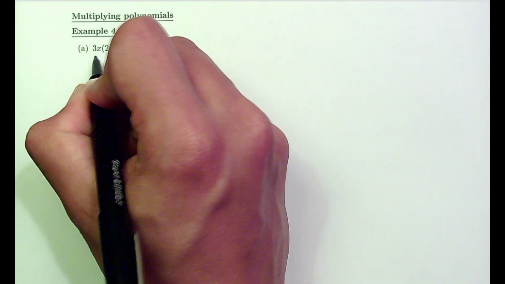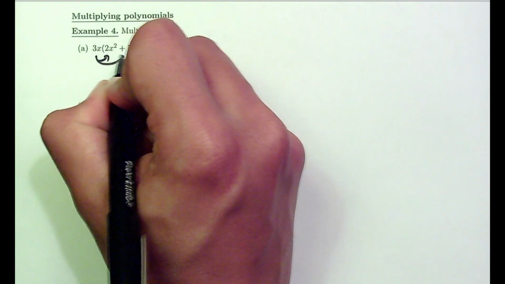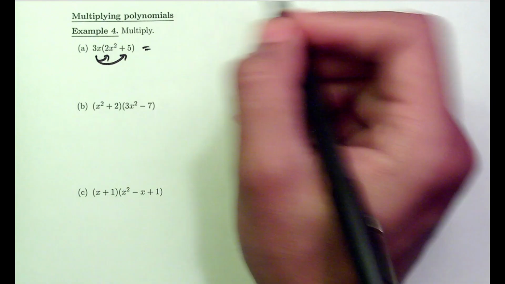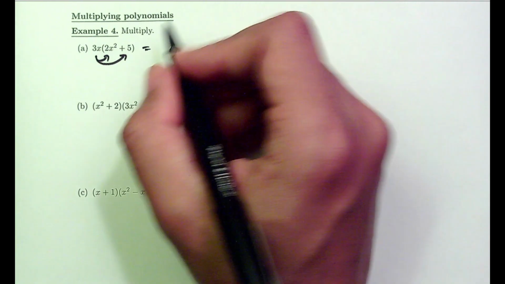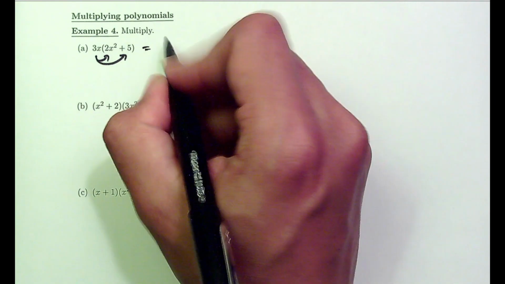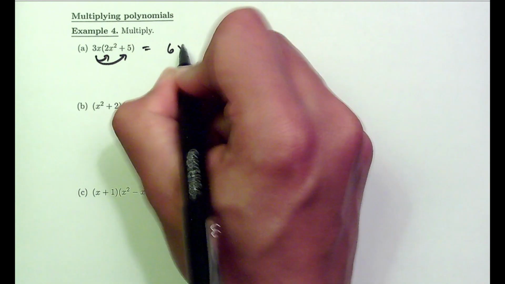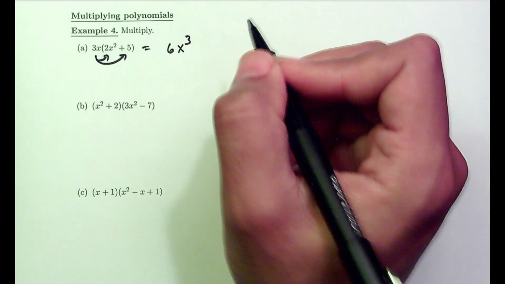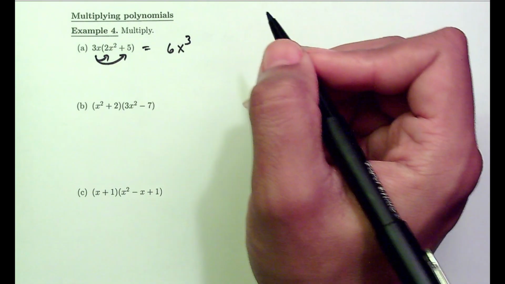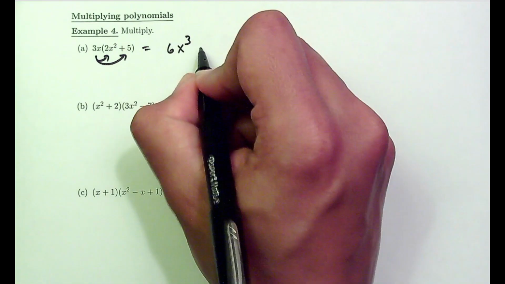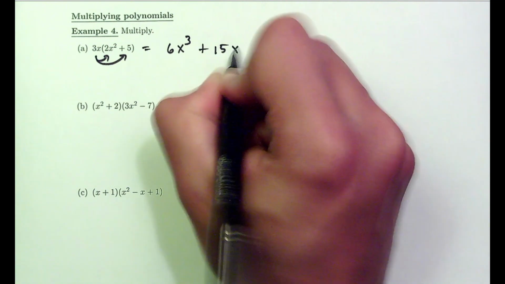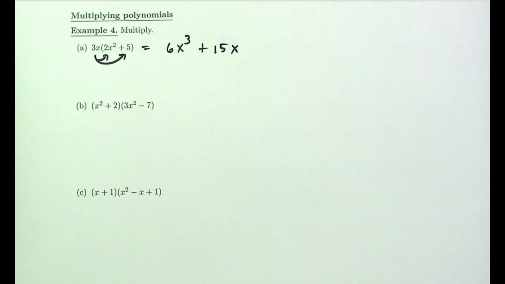This one is just distribution. So to multiply these two, just distribute. 3x times 2x squared: you multiply the coefficients, 3 times 2 is 6, and x times x squared is x cubed, because you add the exponents. And then 3x times 5, that would be 15x. And that's all.